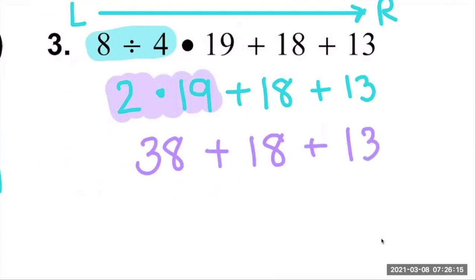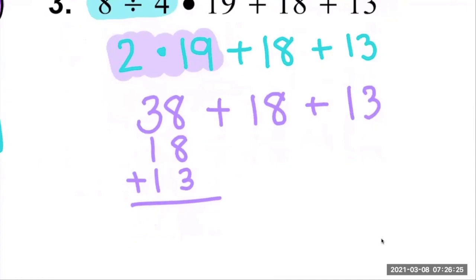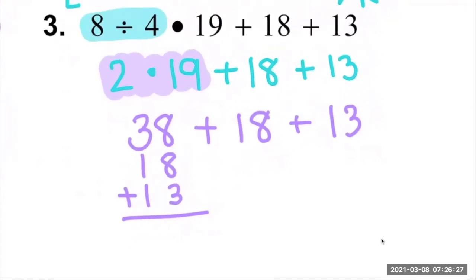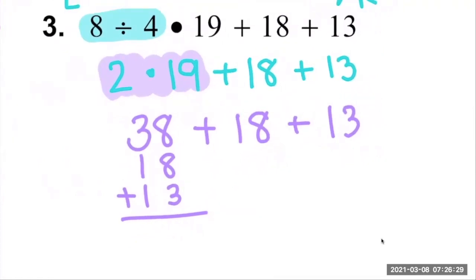Well, this is now just an addition problem, and now I just have to add everything together. I personally like to add vertically versus horizontally. It's just a personal preference. It's not wrong if you do it horizontally. Up to you. 8, 8, 16. 16 plus 3 is 19. 1, 2, 3, 4, 5, 6. So my answer is 69.